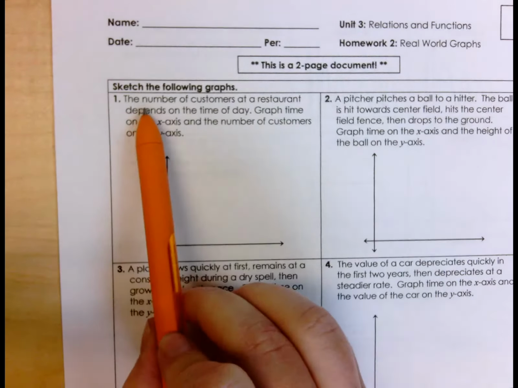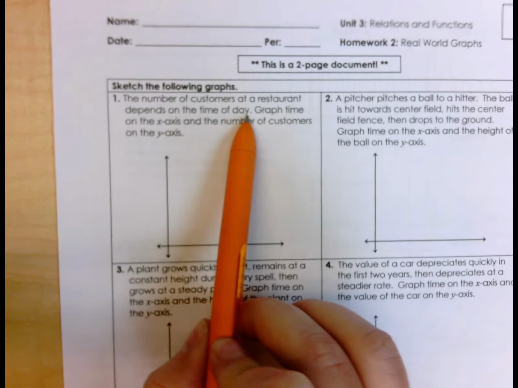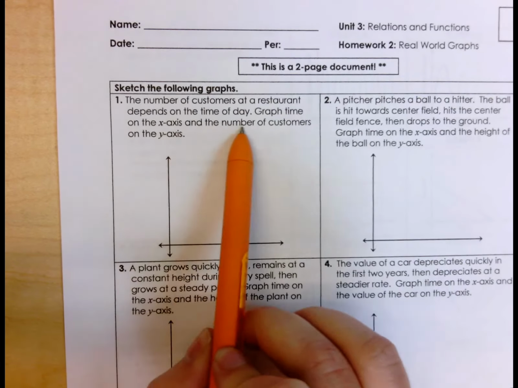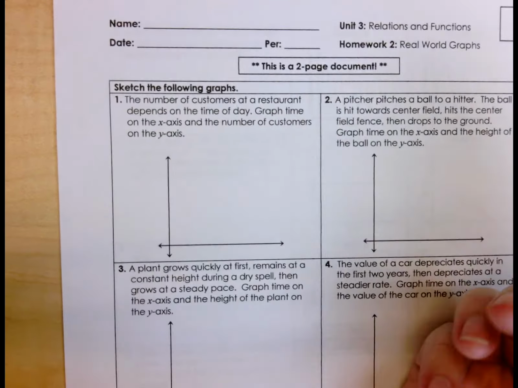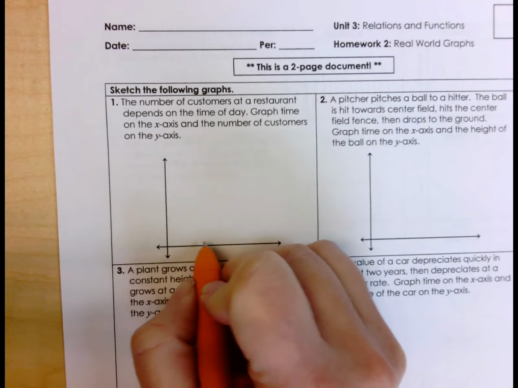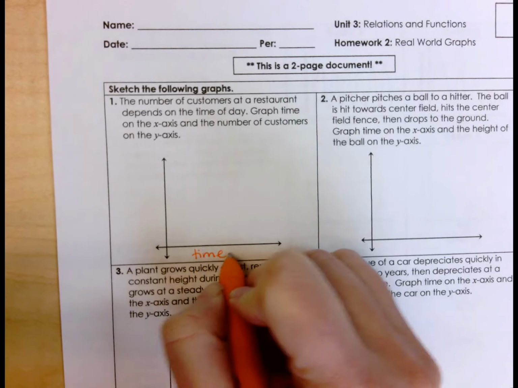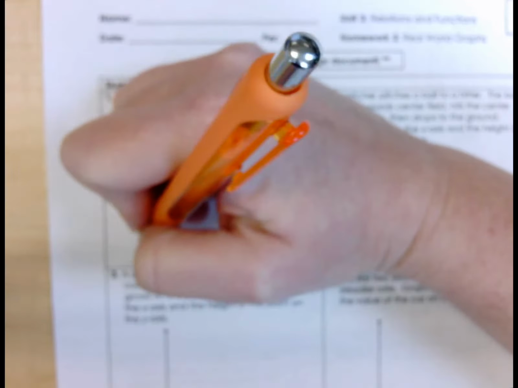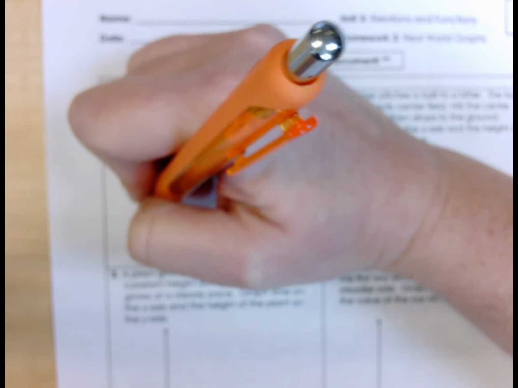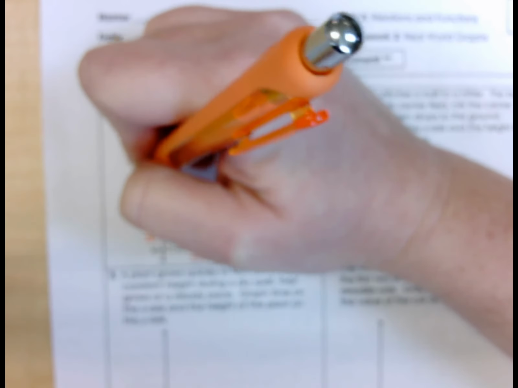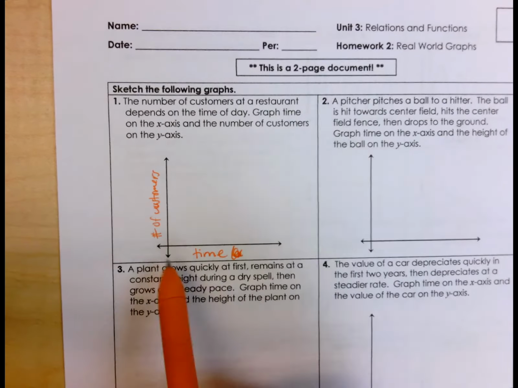So here's the number of customers at a restaurant depends on the time of day. So graph the time on the x-axis and the number of customers on the y-axis. So that means we're going to have time right here on the x-axis, and then number of customers on the y-axis. Be sure that you label what each of these things is, okay?